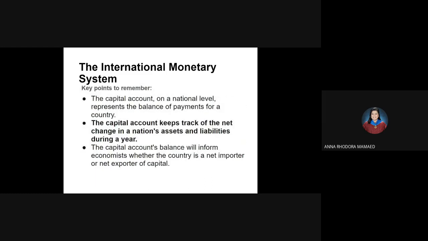Key points to remember in the capital account. On the national level, the capital account represents part of the balance of payments for a country. It keeps track of the net change in a nation's assets and liabilities during a year. The capital account balance will inform economists whether the country is a net importer or net exporter of capital.